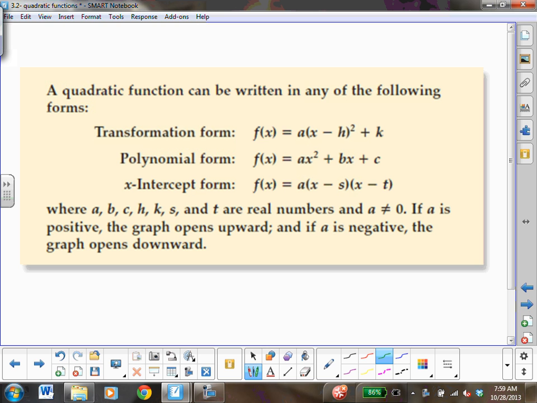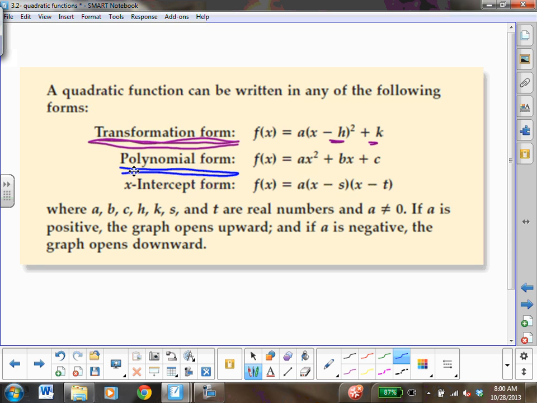There are three ways to express a quadratic function. The first way is transformation form, which is often the form that we use to graph. Notice the h and the k. The h and the k represent the vertex of the parabola. Remember, we always do the opposite of the number with the x.